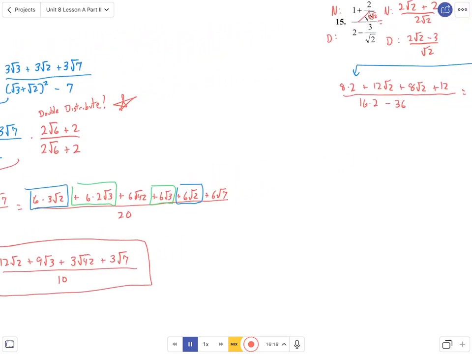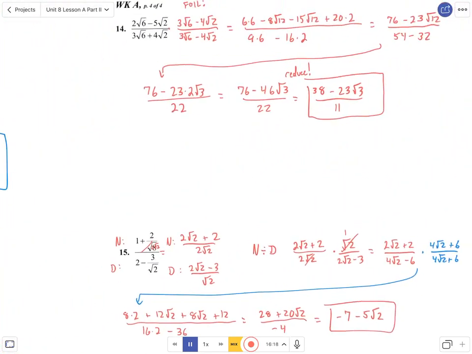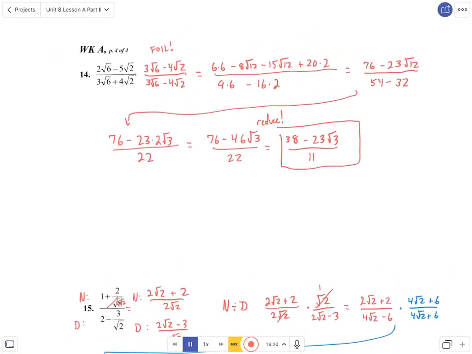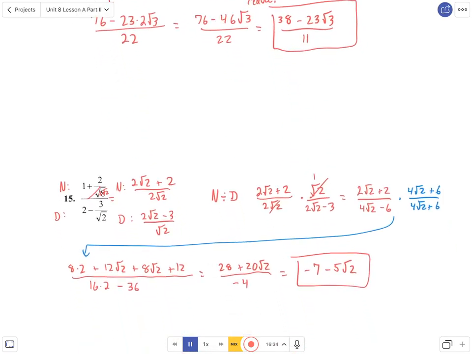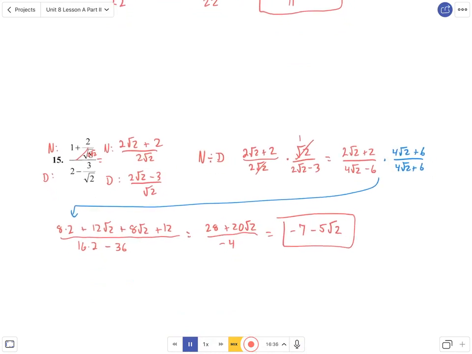Moving on to number 14, there it is, straight up conjugate. Have to FOIL up in the numerator. Work your way through it. Again, be careful with the multiplication, the simplifying, and all that. Reduce at the final step. There's your answer there. And number 15 right there. So all I did at the first step is I took the square root of 8 and I simplified it to 2 rad 2.